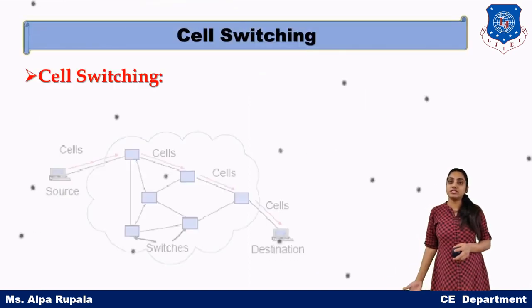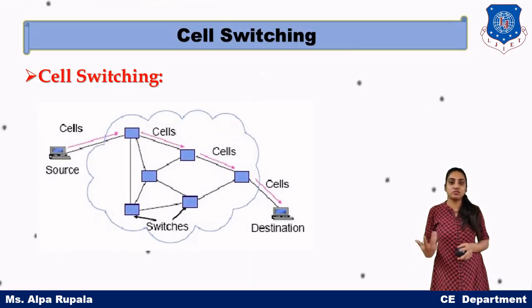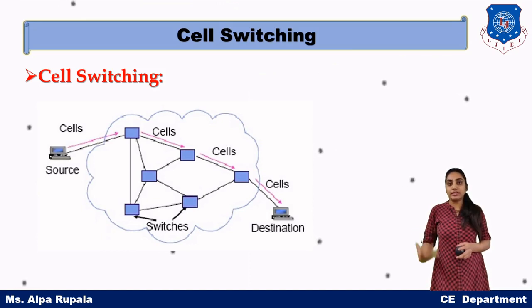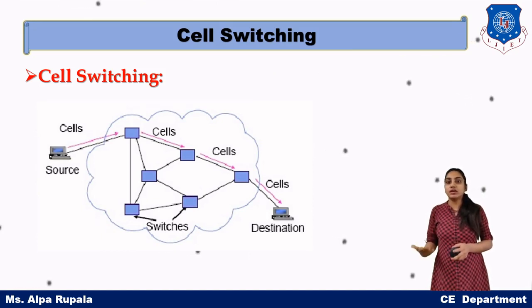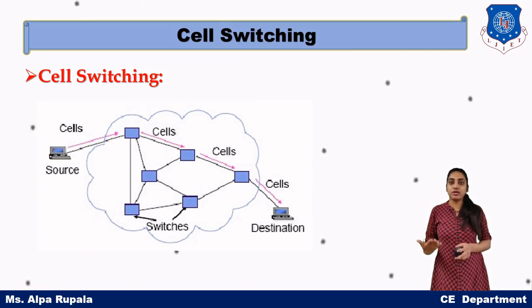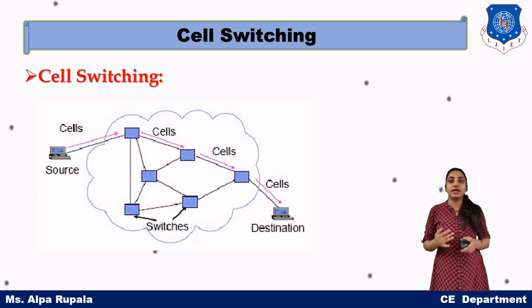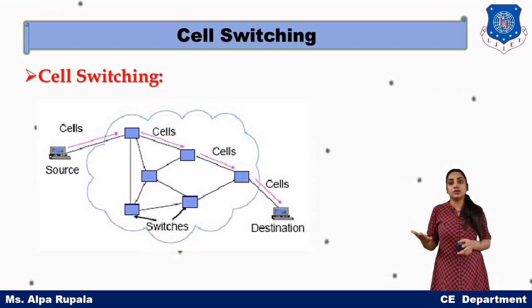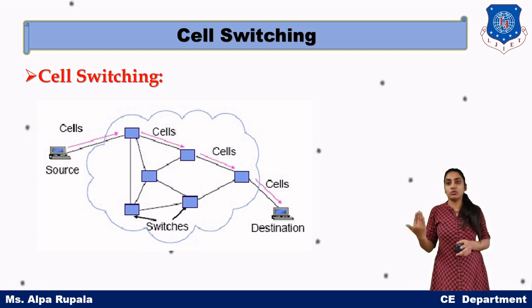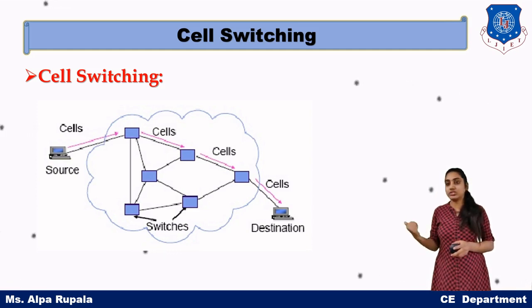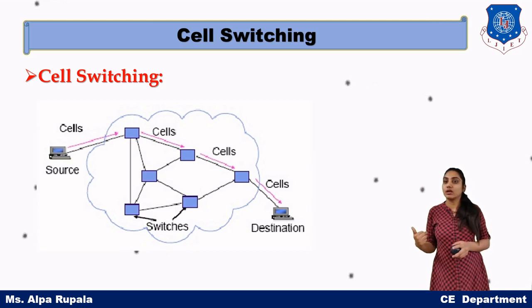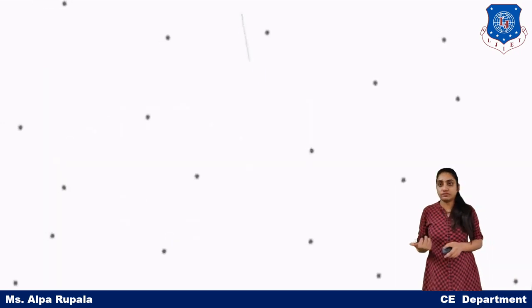Now the next one is cell switching. Cell switching and packet switching are very similar. It is used in an ATM network. Likewise, we divide our data into packets; in an ATM network, we divide our data and create cells, and those cells are given to the network, and each cell finds its own route and reaches the destination. Okay, so this is cell switching.